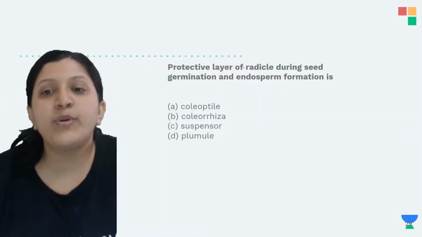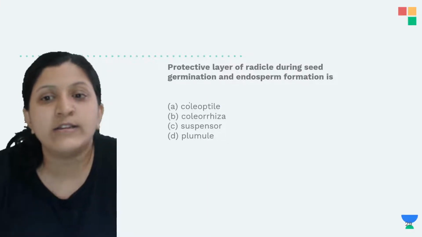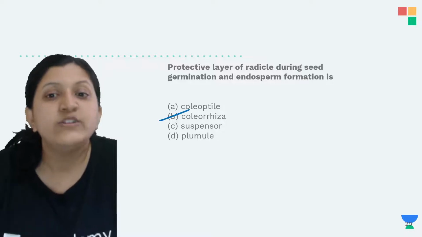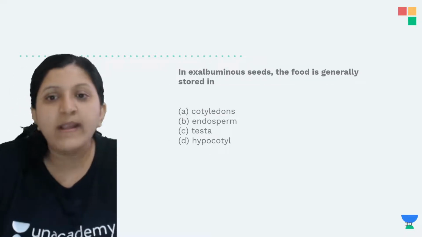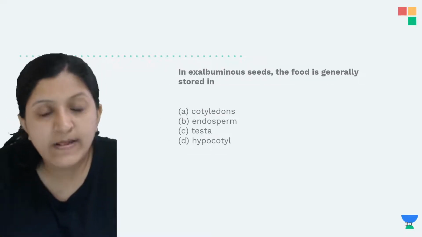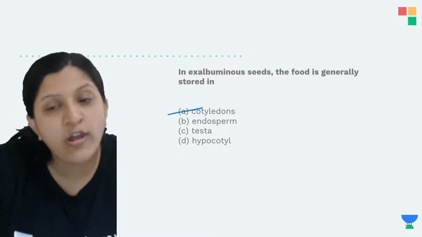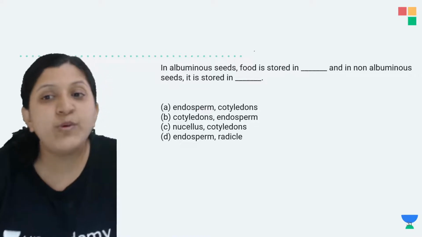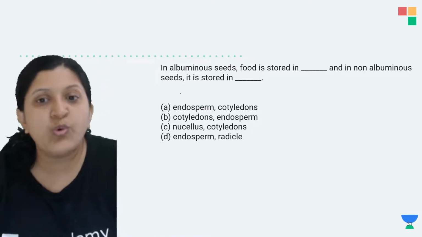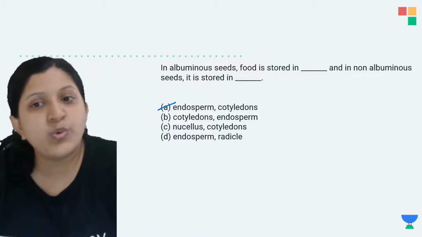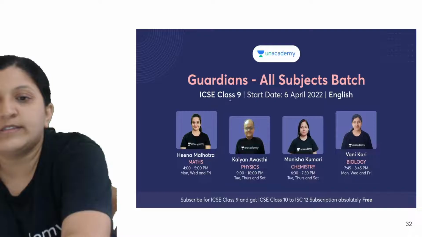Okay, so now, the protective layer of a radicle. Covering the radicle, what protective layer is there? That is the coleorhiza. All right, so in a non-albuminous seed, the food is stored in the cotyledon. So in an albuminous seed, the food is stored in the endosperm, and in a non-albuminous seed, the food is stored in the cotyledons. Okay, so this is the right answer.